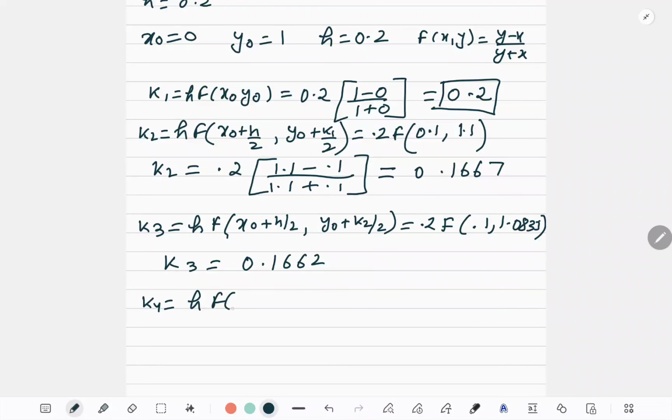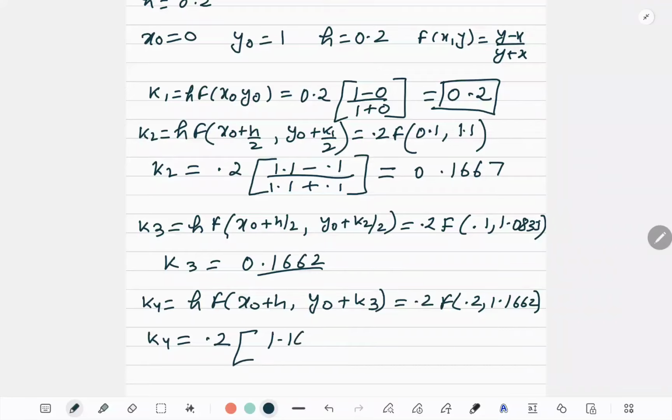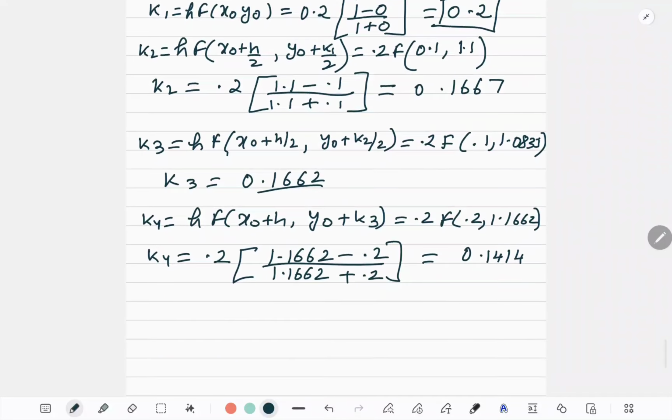K4 is h f of x0 plus h comma y0 plus k3. So 0.2 f of x0 plus h means 0 plus 0.2, 0.2 comma y0 plus k3 means 1 plus this value, so 1.1662. Now substitute this value in the formula. So K4 is equal to 0.2 times (1.1662 minus 0.2) upon (1.1662 plus 0.2). So this will give me 0.1414. Okay, so it is K4.